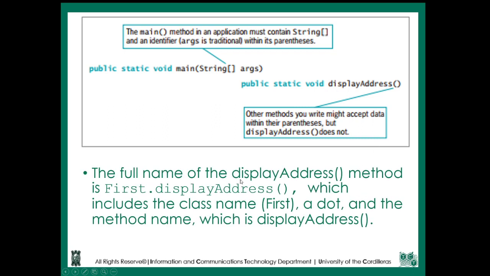The full name of the displayAddress method is First.displayAddress, where First is the class name, dot displayAddress. Later in this course, you will be learning how to create multiple Java programs and call different sets of methods. In most cases, you will be calling methods from other Java classes, so you have to make sure to know how to do this later on.